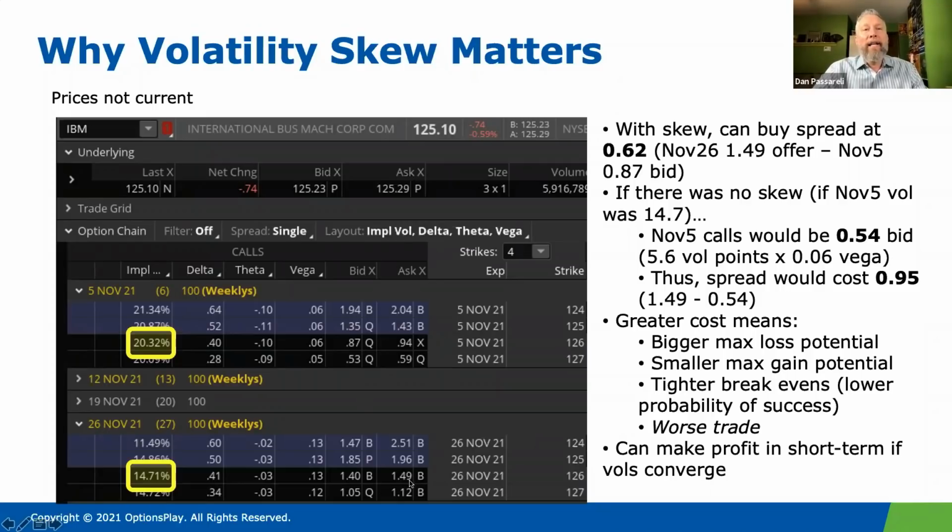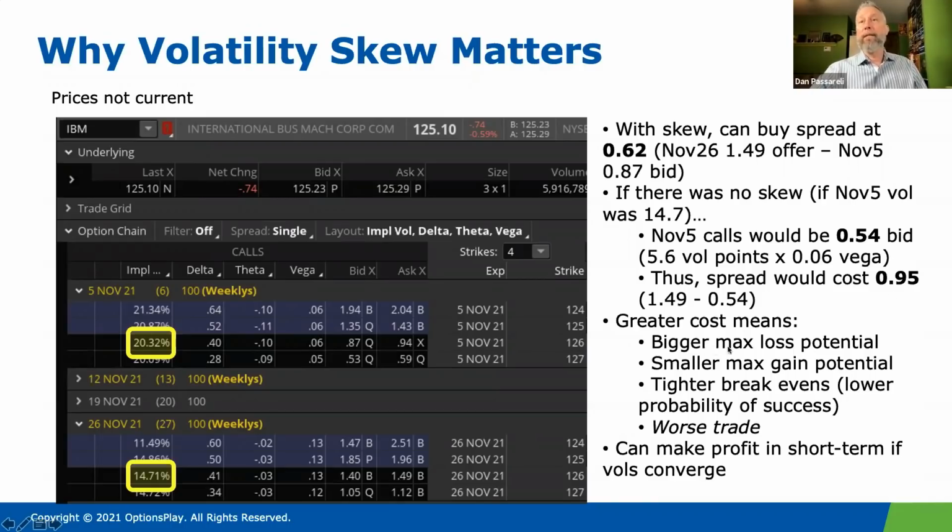So if I buy these at still 1.49, but instead of selling these at 87, I sold them at 54, I'd be buying that spread for 95 cents. 1.49 minus 54 is 95 cents. But with the skew, I paid 62 cents. When I buy a time spread, what's the most I can lose? What I pay for the time spread, right? So with the skew, the most I can lose is 62 cents. Without the skew, the most I could lose is a lot more, 95 cents. It's 50% more.